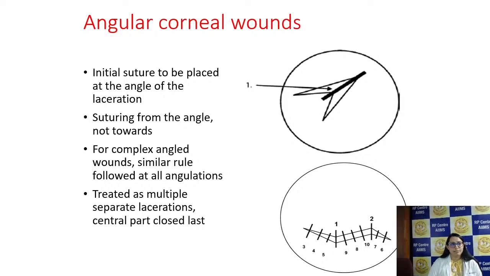Now, coming to the management of angular corneal wounds, the initial suture should be placed in the angle of the laceration, and the further sutures are placed from the angle and not towards it. For complex angular wounds, a similar rule is followed at all angulations. So we treat a complex wound as multiple separate lacerations and the central part is closed last. So herein, this is a complex laceration where first we close the angles, that is 1 and 2, and then it divides into 3 separate lacerations. The peripheral lacerations are closed first and the central laceration is closed last. So the numbers here denote the sequence of suturing.